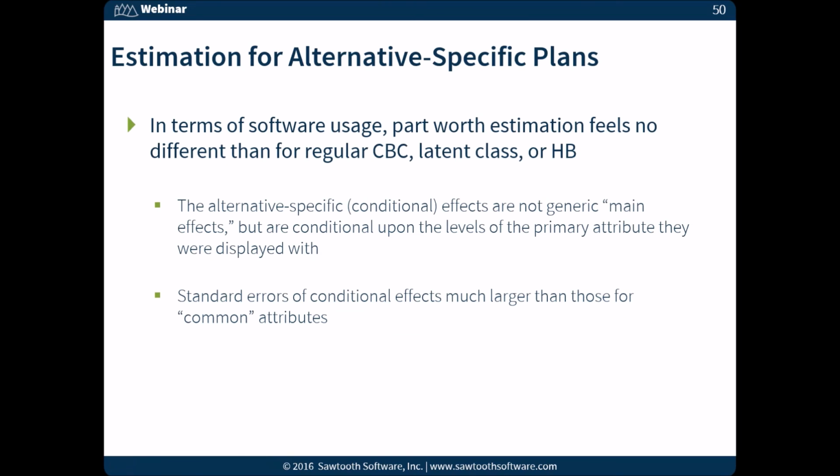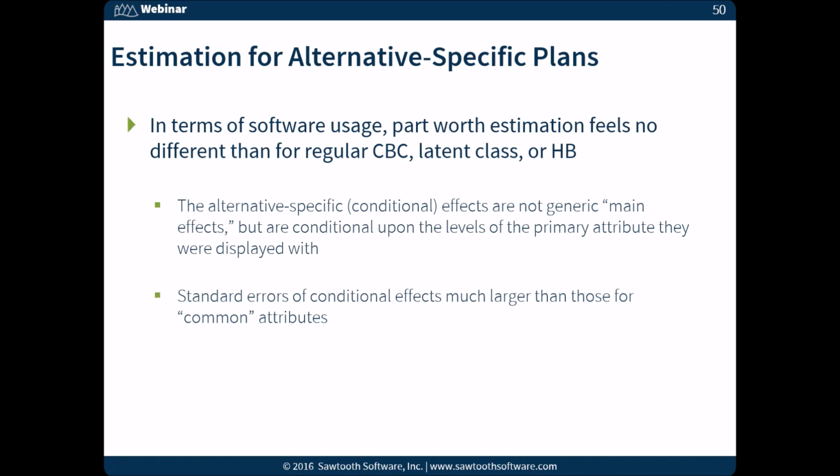But in terms of the usage, part worth estimation feels no different than for regular CBC, latent class, or HB when using alternative specific designs. The alternative specific effects are not generic main effects, but they're conditional upon levels of the primary attribute they were displayed with. So that's pretty cool. A little bit different than what that conditional pricing kind of talks about.